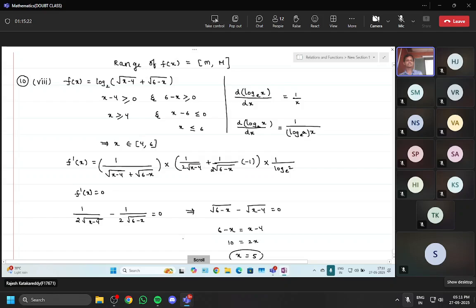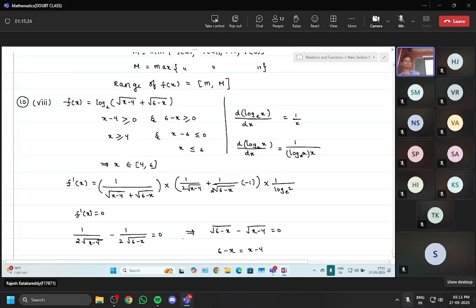Clear? Using this method, we found it out. Even though the brackets are open, let's say 4 is an open bracket or 6 is an open bracket, in that case I cannot include the minimum value 1/2 in the range. Clear? Since it is an open bracket, I am not including it. Can copy this.